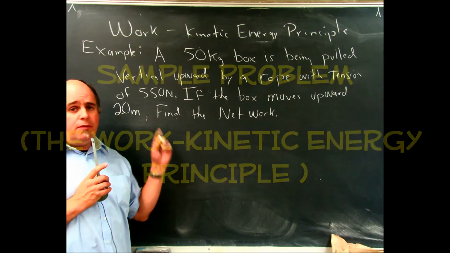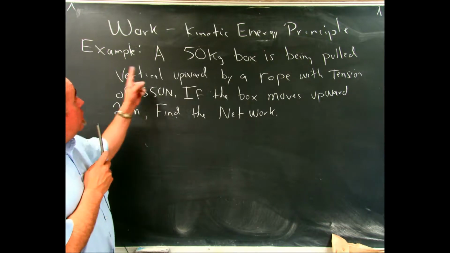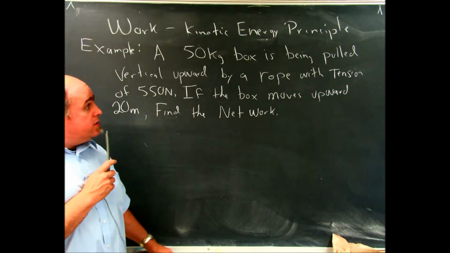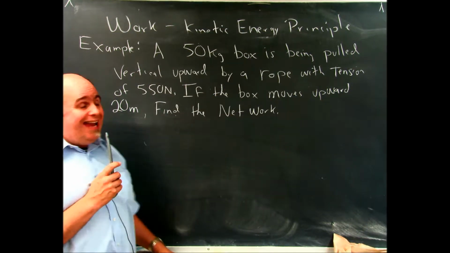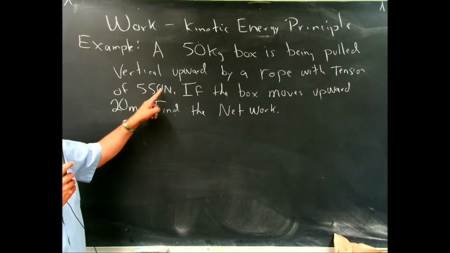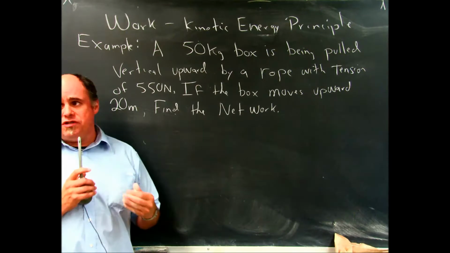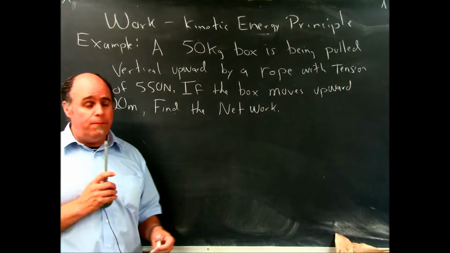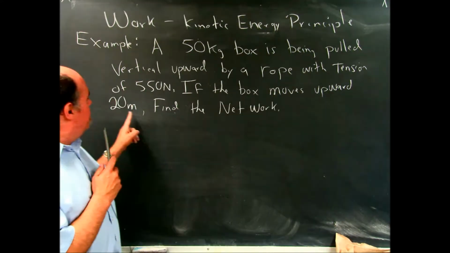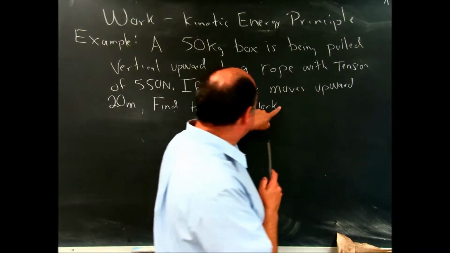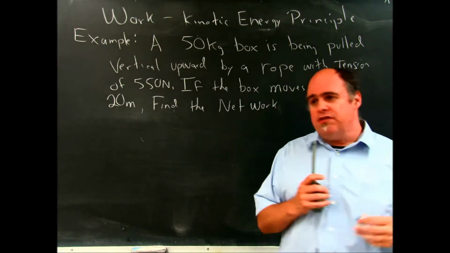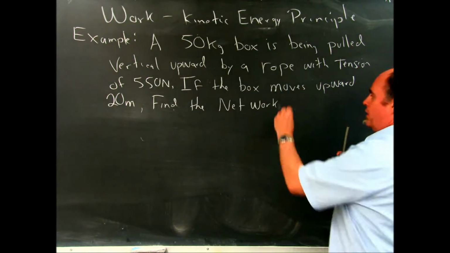I have this problem here behind me where it says we have a 50 kilogram box and it's being pulled vertically upward by a rope with a tension of 550 newtons. So tension is a force inside of a rope. If the box moves upward 20 meters, find the net work. We should specify, but find the net work done on the box.